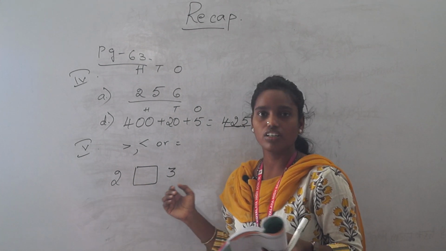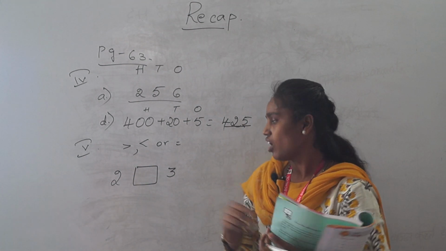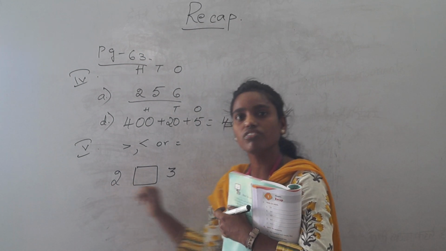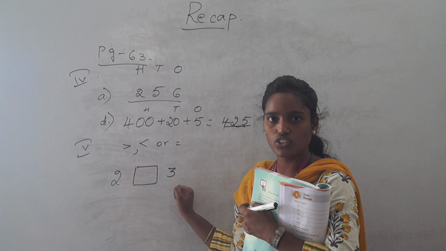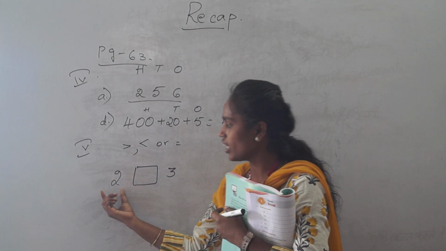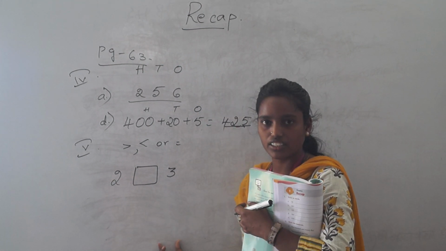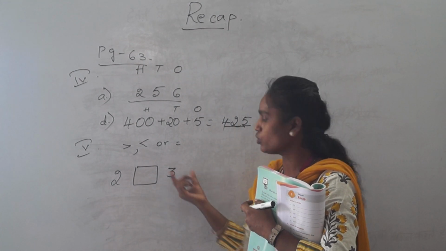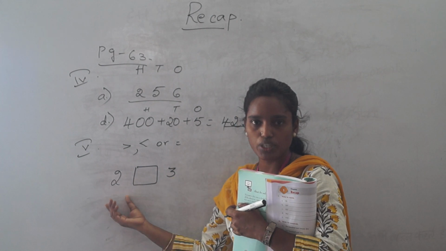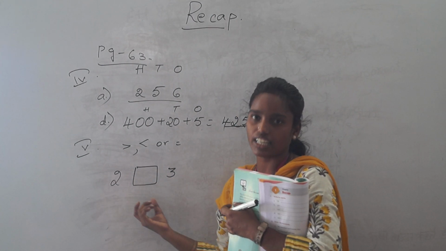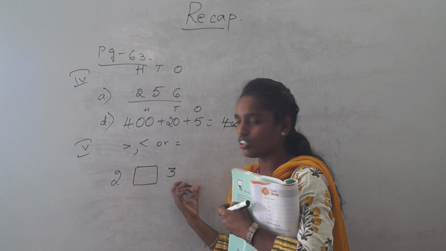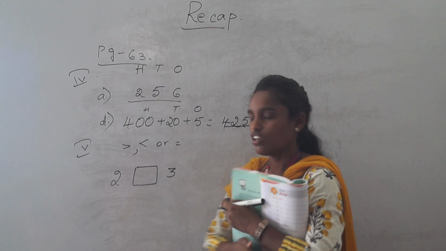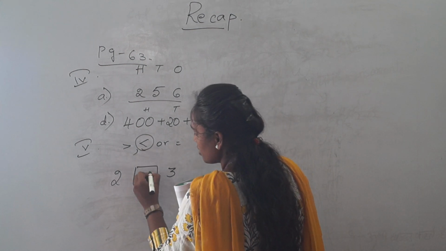So which one is bigger? How should we compare the numbers? We should compare the left digit with the right digit. Understand, children? Always you should check left digits with right digits. So here, 2 is less than, greater than or equal to 3? What is the answer? 2 is less than 3. 2 is greater than 3. 2 is equal to 3. What is the correct one, children? 2 is less than 3. So we should write the less than symbol.